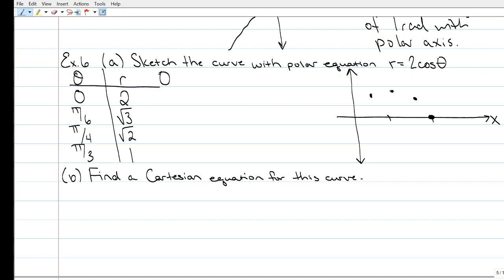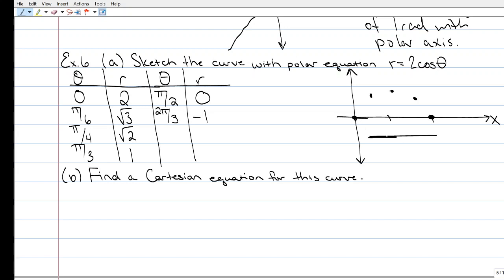Let's choose a couple more values of theta and r to see what's going on. If theta is pi over 2, cosine of pi over 2 is 0, so the radius is 0. So we get the point on the origin. If we use 2 pi over 3, we will get a value of -1, or a radius of -1. That'll actually give us a point in the 4th quadrant. I don't know why my pen's acting up today.